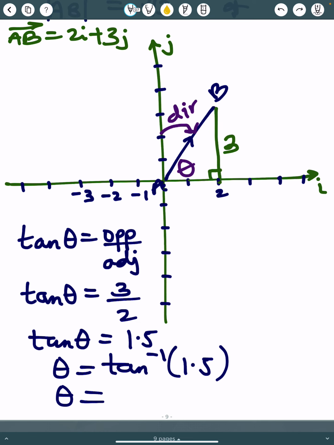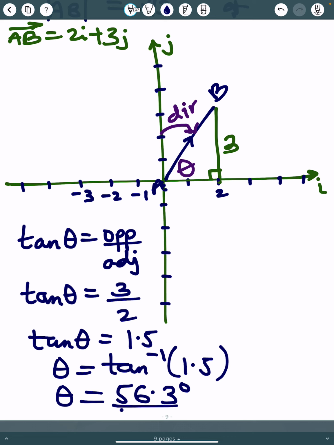Now to find the direction of AB, AB is making angle theta with the horizontal here. Tan theta is opposite over adjacent. The adjacent is this side, which is 2 units. The opposite is this side, which is 3 units. So tan theta is 3 over 2, opposite over adjacent. That gives me tan theta as 1.5. So theta will be equal to arc tan 1.5, which is 56.3 degrees.